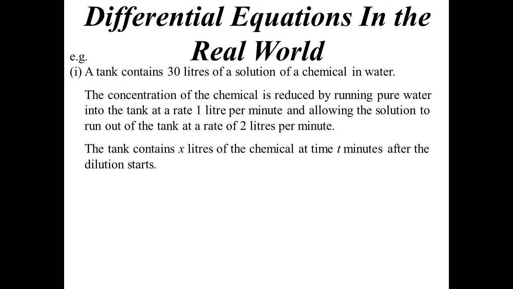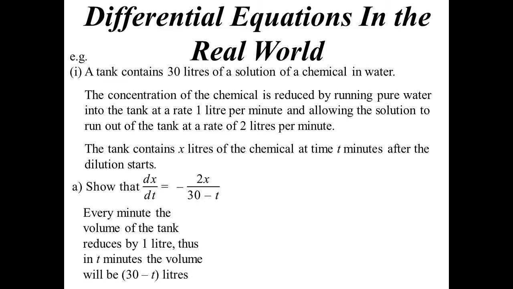So I guess eventually that tank will be empty, won't it, if we're only pouring 1 in and 2 out. So at any point in time, it contains X litres of the chemical. We have to show that the rate of change of X is minus 2X on 30 minus T. It's all right, the information that we've got there.